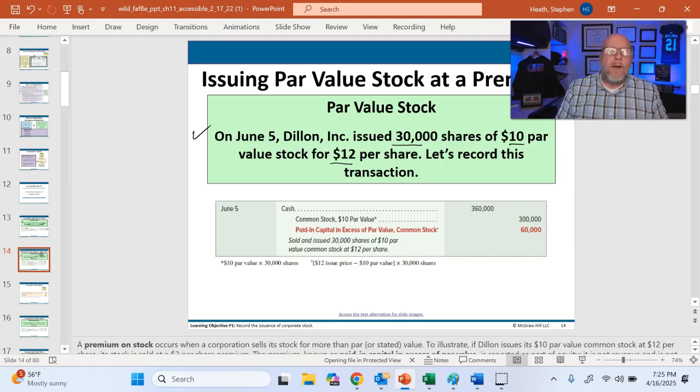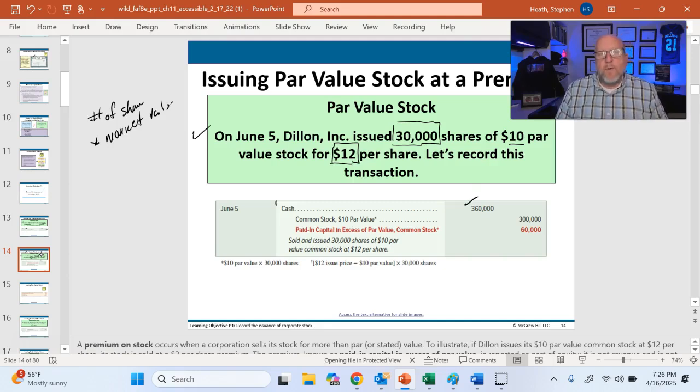Okay? So I'm going to do it in a three-step process. The first thing I'm always going to do is cash. And the cash is always going to be the number of shares times the market value, right? The price that we are selling them at. And so I'm selling 30,000 shares and the market value, okay, is $12. That's what we're selling it for. So 30 times 12 is 360,000. Okay. That is step one.